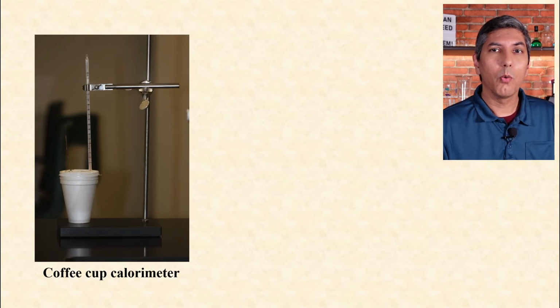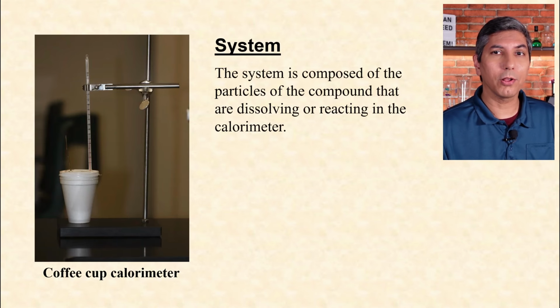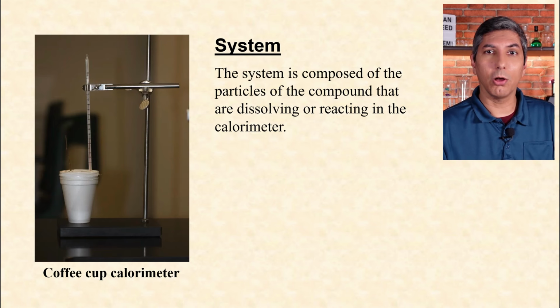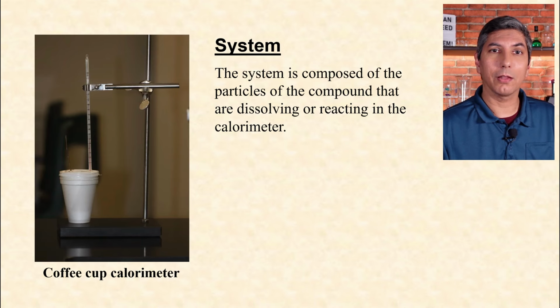In the lab, we make measurements of those chemical reactions or physical changes. For example, in AP Chemistry, we often use foam cups, or what we sometimes call a coffee cup calorimeter. The system is composed only of the particles of the material that's dissolving or reacting in that calorimeter.